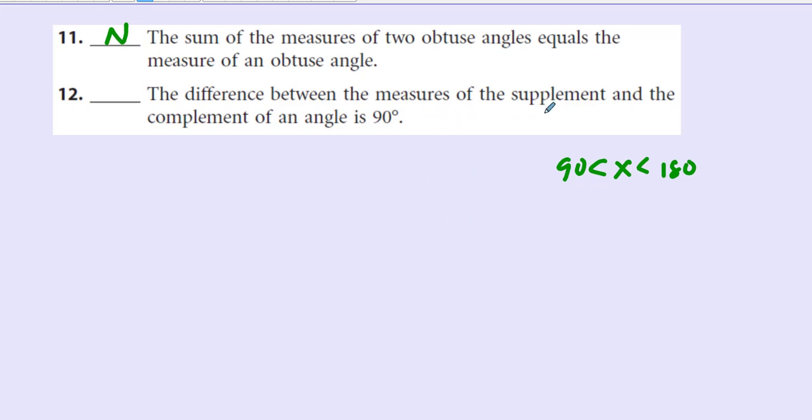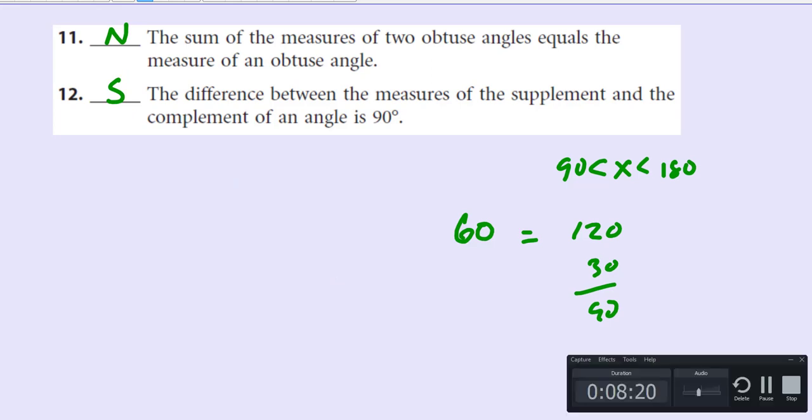The difference between the measures of the supplement and the complement of an angle is 90 degrees. So let's look at an example. Let's say we have a 60. The supplement of that angle is going to be 120. The complement of that angle is going to be 30, and that does come out to be 90. So I'm thinking this might be an always, but at least it's a sometimes. Okay, let me pause this. Let's look at the next one of these.